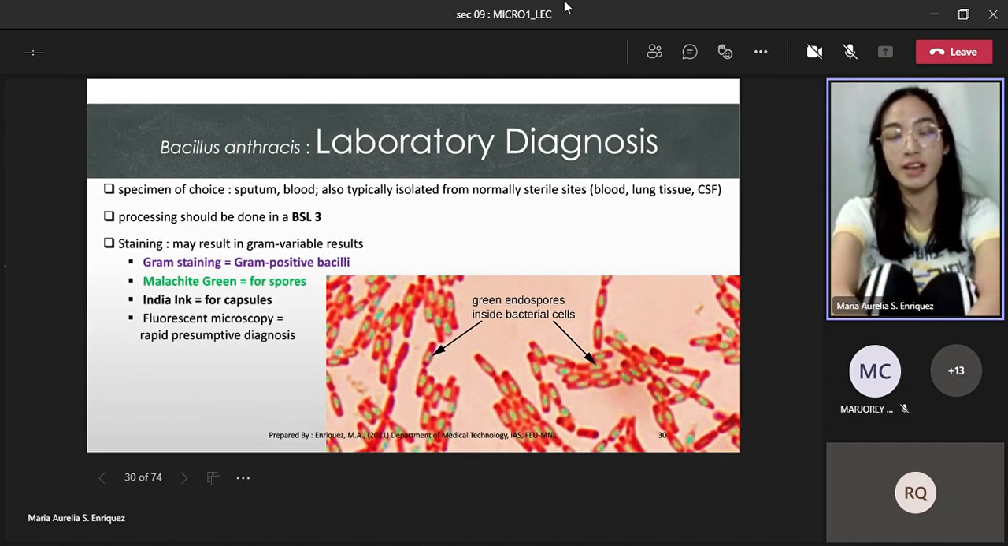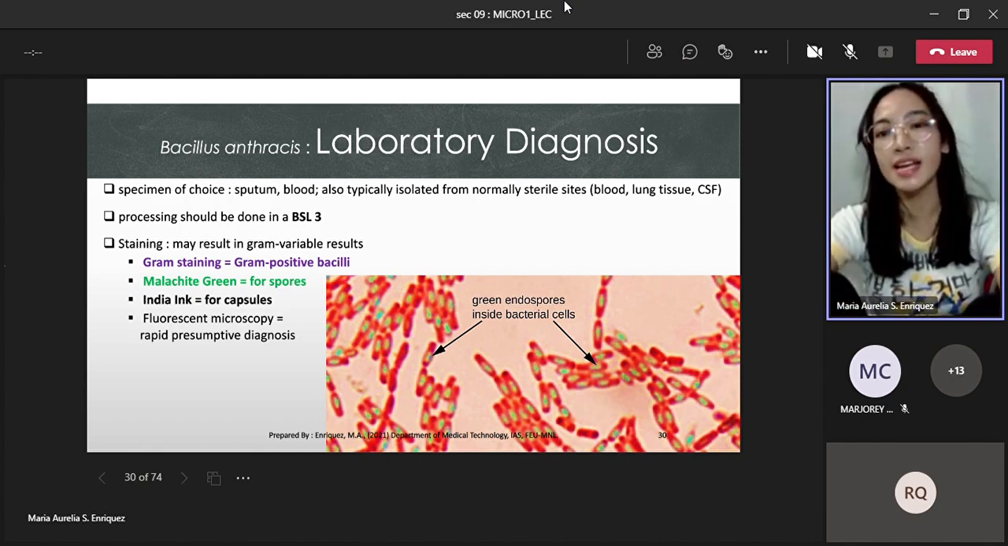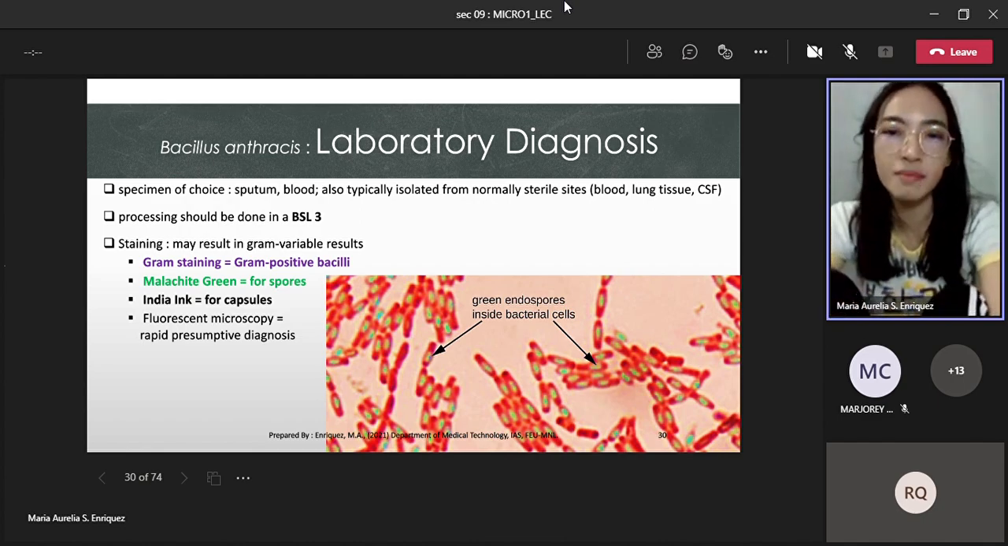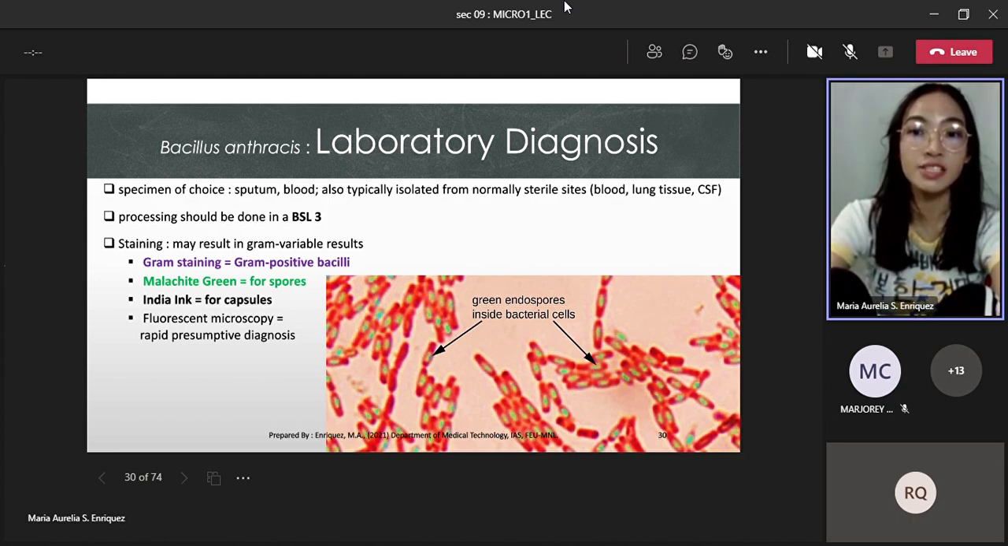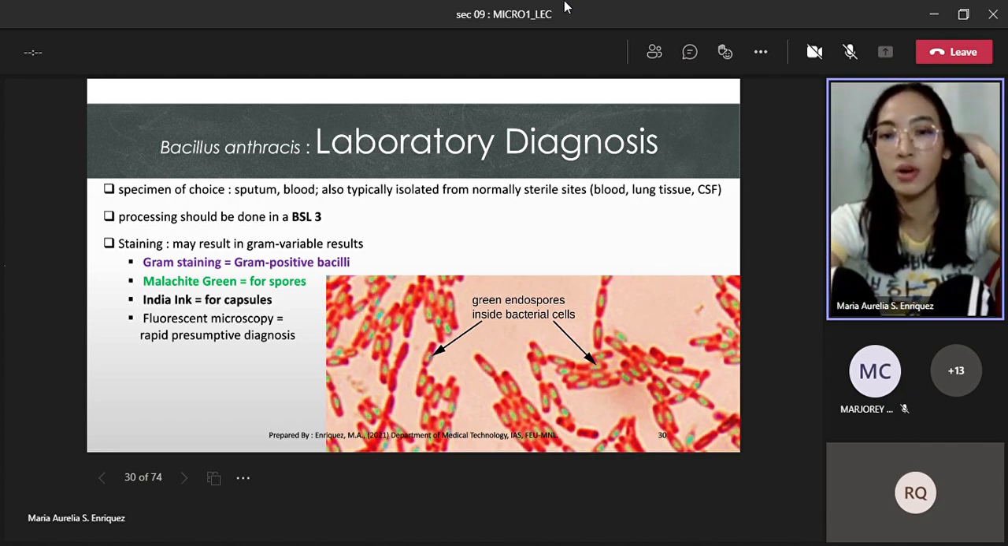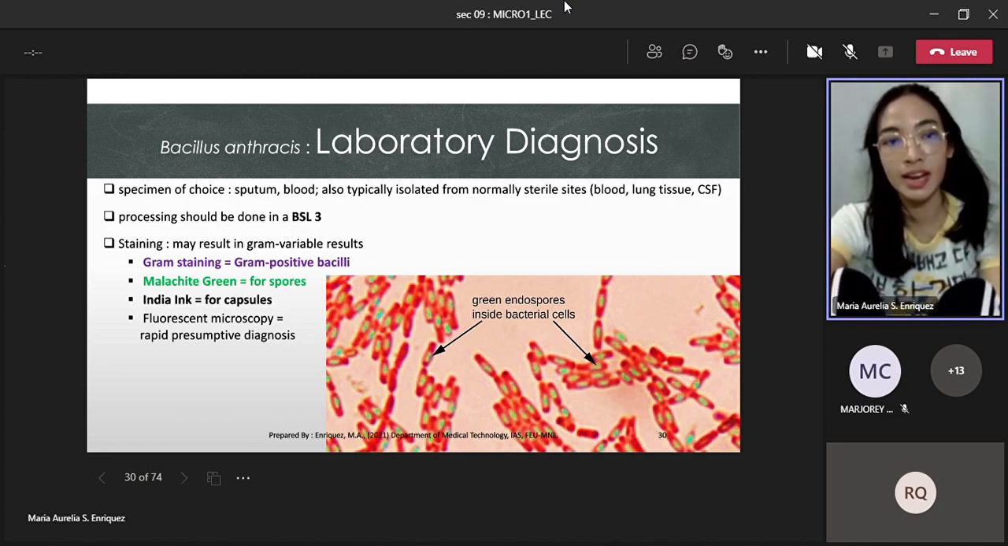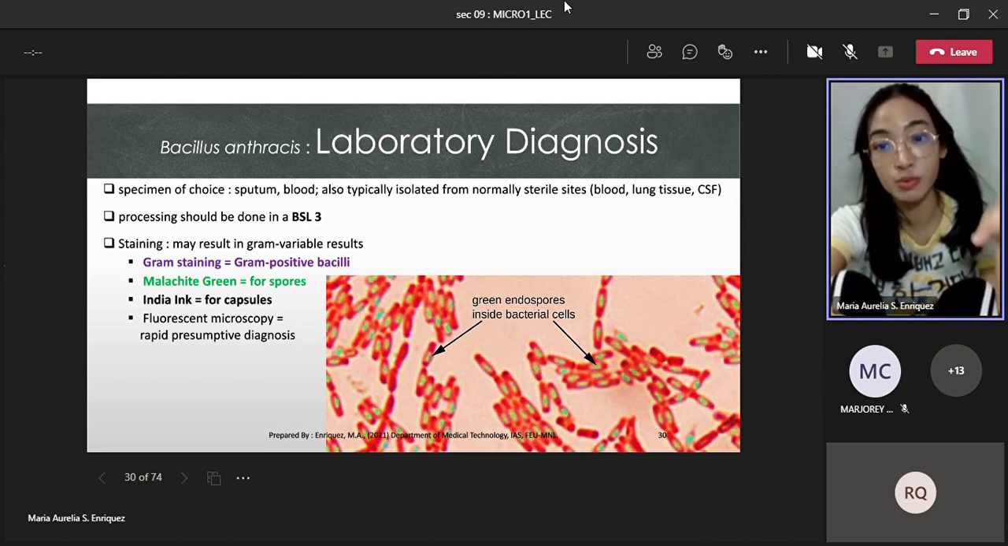On to the laboratory diagnosis. If the clinical sample is suspected to contain Bacillus anthracis, then it is strictly advised that we process this at a BSL-3 laboratory. And also, ayan po, ang itsura nila after gram staining, nabanggit na natin kanina, they are boxcar shaped with an unstained central spore.